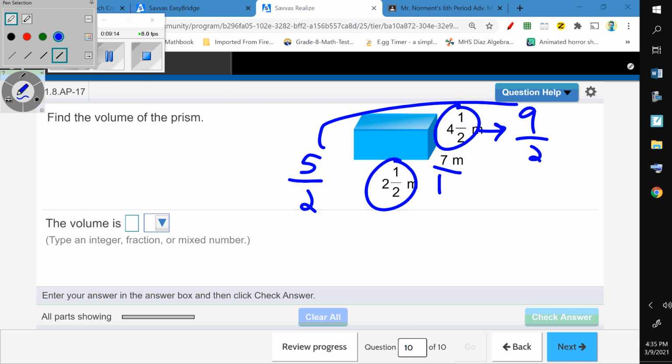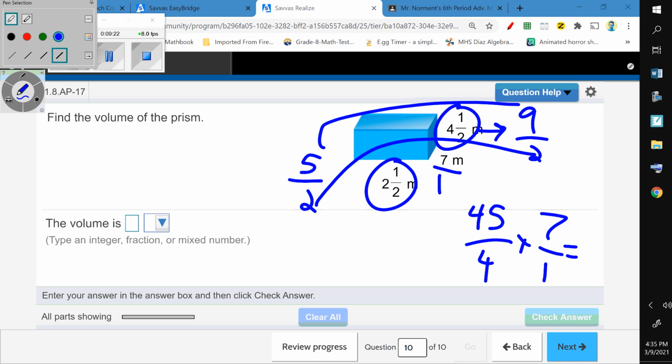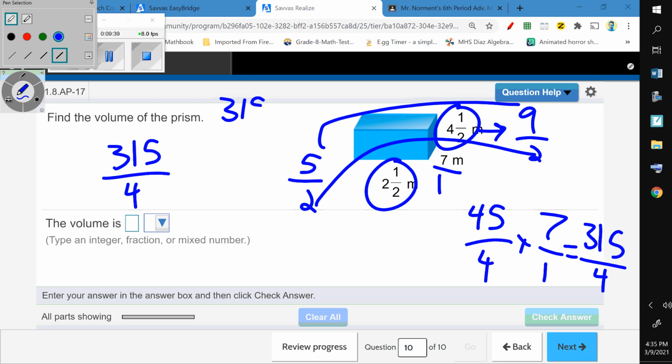So 9 times 5 is 45. 2 times 2 is 4. Times 7 over 1. So I'm going to multiply 45 times 7. I get that over that. Yep, and that's right. Now, I can put that as my answer. If this was a test, you would not see that. You would have to take 315 divided by 4.